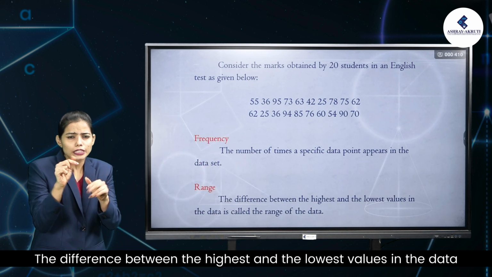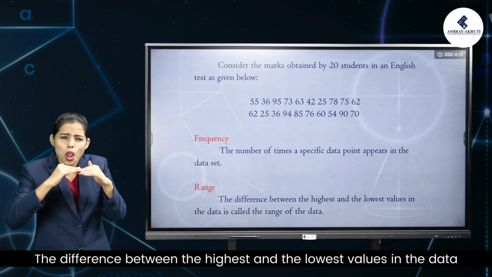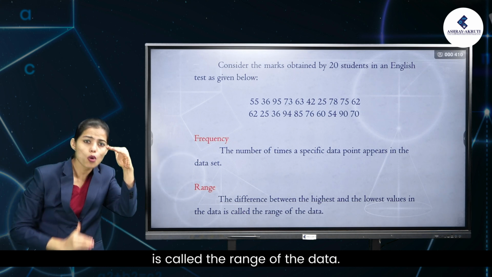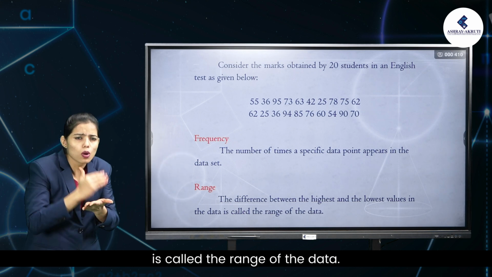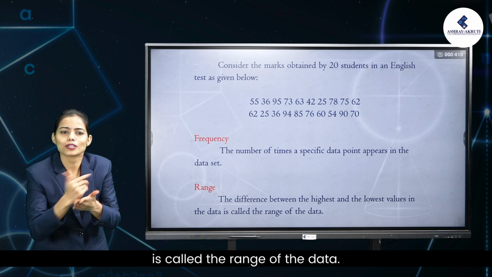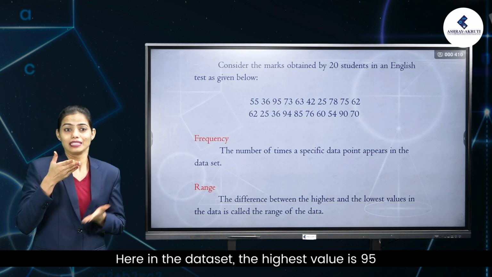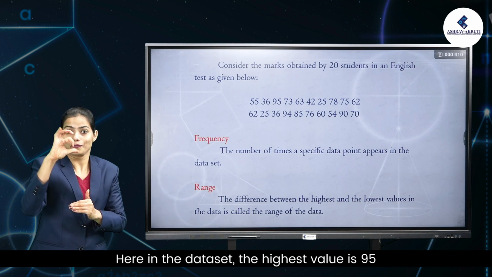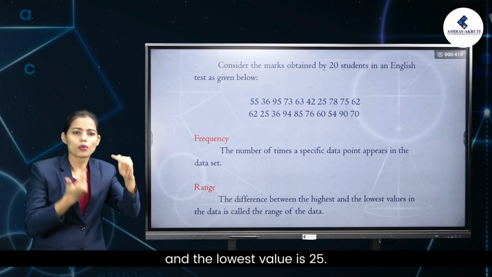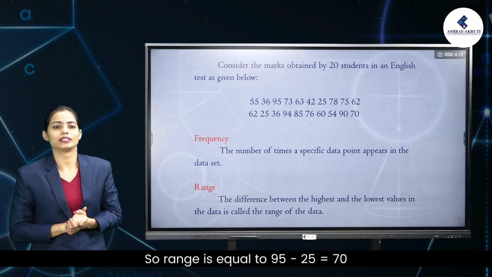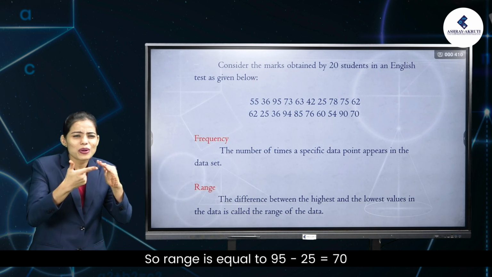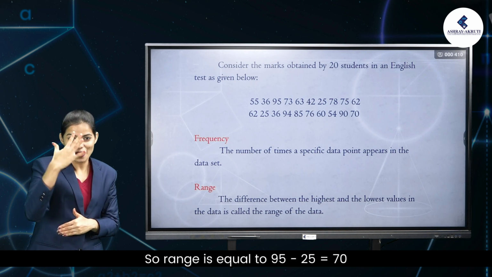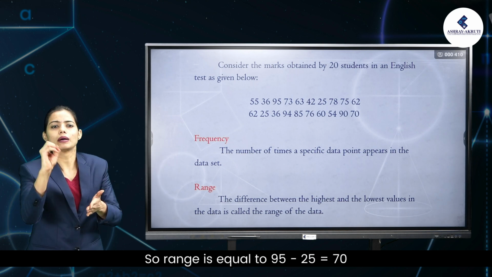Range. The difference between the highest and the lowest values in the data is called the range of the data. Here in the data set, the highest value is 95 and the lowest value is 25. So range is equal to 95 minus 25 is equal to 70.